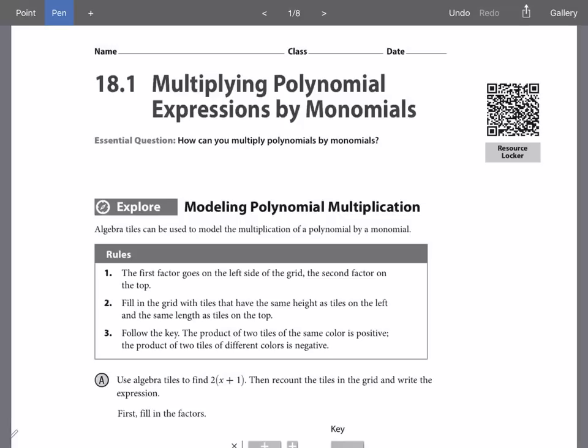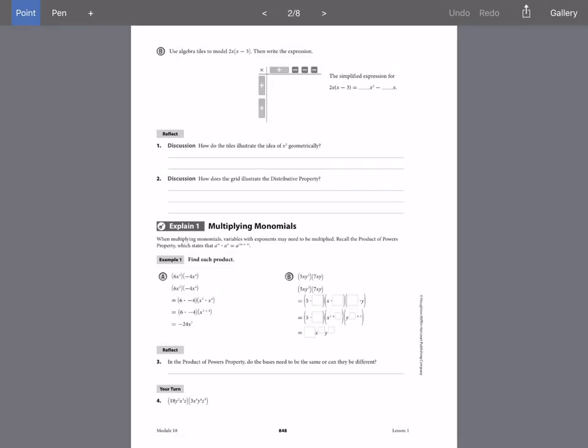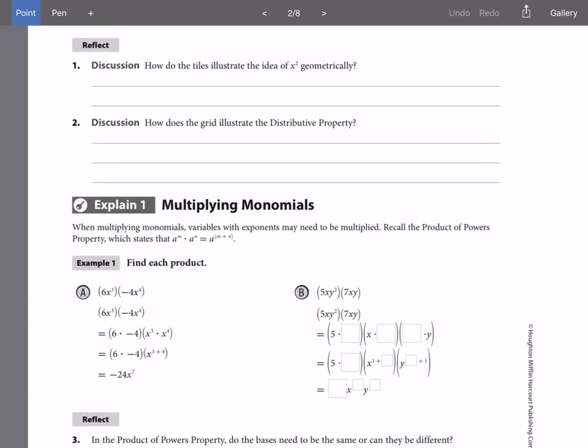So the first thing we're going to look at today is 18.1, multiplying polynomial expressions by monomials. I want you guys to take a look at the essential question, and it is, how can you multiply polynomials by monomials? So again, I want you guys to be able to answer this once we go through the notes.